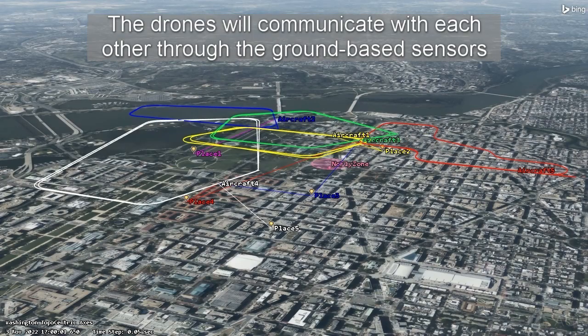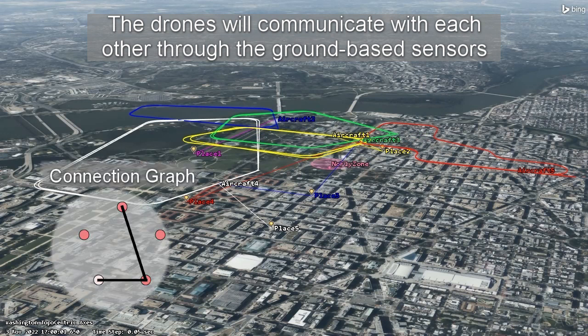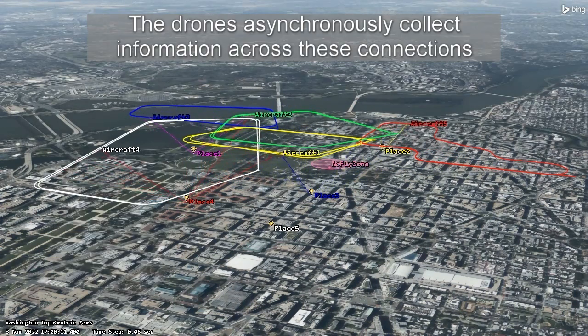We describe this information sharing with an example featuring 5 drones and 5 ground-based sensors. The figure on the left, which we will call the connection graph, shows a team of 5 drones that share information. In the current environment, Aircraft 1 shown in yellow and Aircraft 3 shown in green are connected through the sensor at place 2 shown by the yellow lines. Additionally, Aircraft 3 and Aircraft 4 shown in white are connected through the sensor at place 3 shown by the blue lines. As drones move, their connection graphs update, and they collect and share more information about the world.